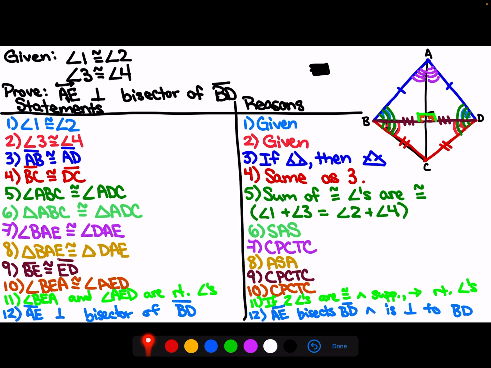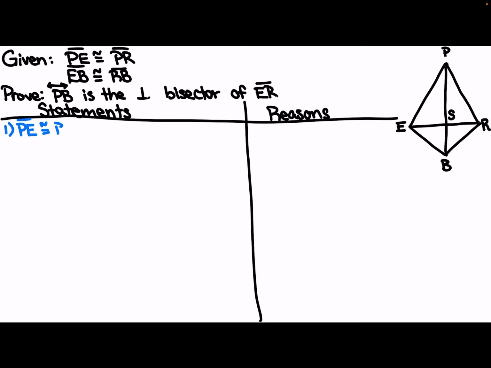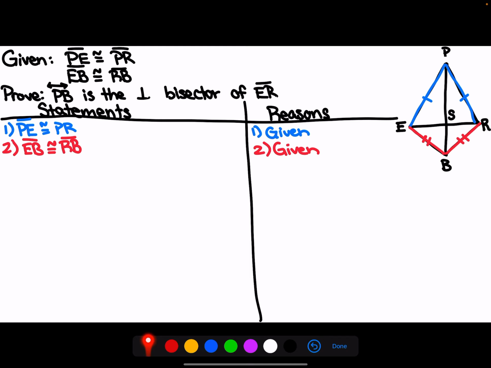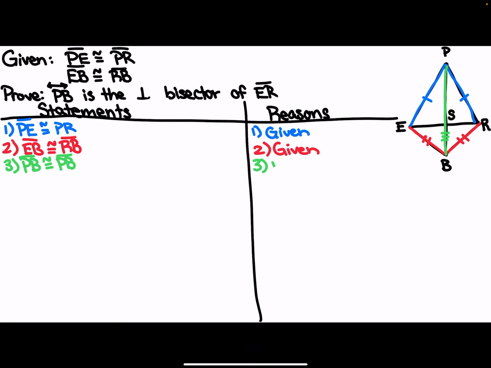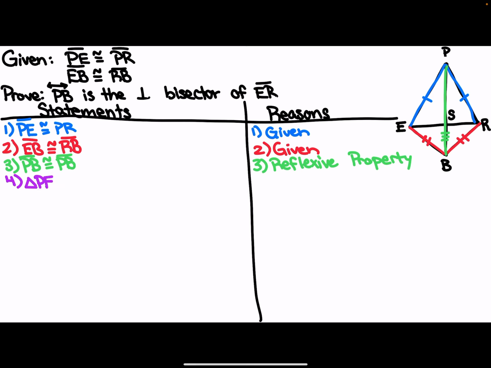Given PE is congruent to PR, EB is congruent to RB, we would like to prove that line PB is the perpendicular bisector of ER. So again, we start off with our given information, and then we're trying to prove the big triangles are congruent. So I see that they both share PB, so I'm going to go ahead and say that PB is congruent to itself by the reflexive property. At this point, I should be able to say that the two triangles are congruent. So triangle PEB is congruent to triangle PRB by side, side, side.